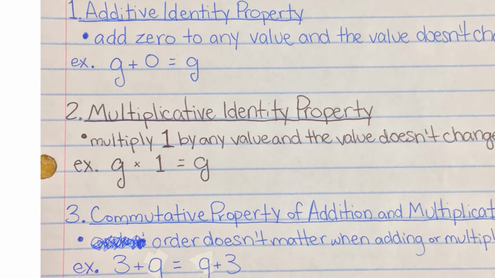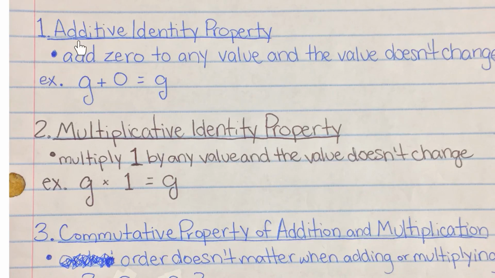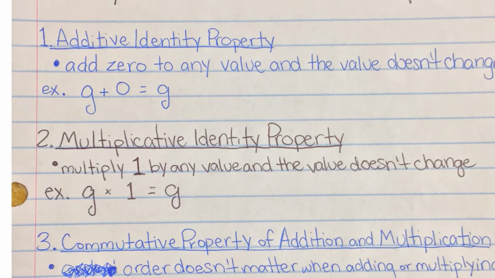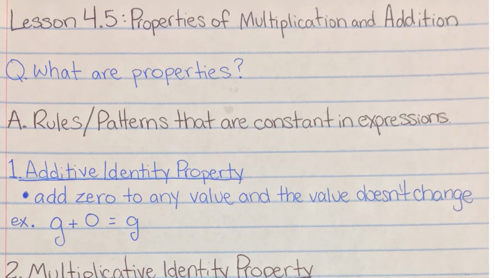So quick recap. We've got the additive identity, which means if you add 0, nothing changes. Got the multiplicative identity, which means if you multiply it by 1, nothing changes. And the commutative property of addition and multiplication, which just means you can change the order of the expression and it doesn't change the answer. So hopefully now we can answer this question.